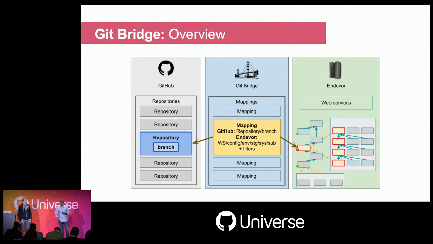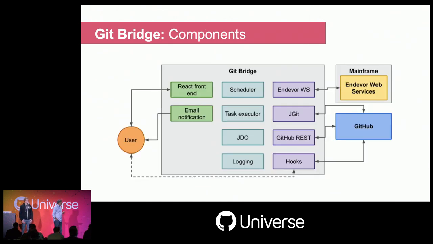So here is basically a simple overview of how it works. The Git bridge, this app, actually manages the mapping between a GitHub repository or a branch to whatever is sitting on the mainframe SCM in the backend. So it essentially does the mapping management and the synchronization aspects of it. And the components that we have in there are, well, the user would be interacting using a web UI. And there is an email notification that comes in when there are some changes that the user has to worry about. And then we have a scheduler.